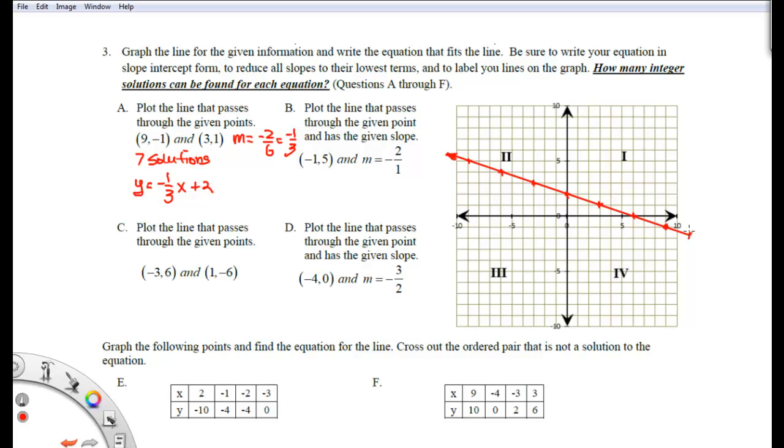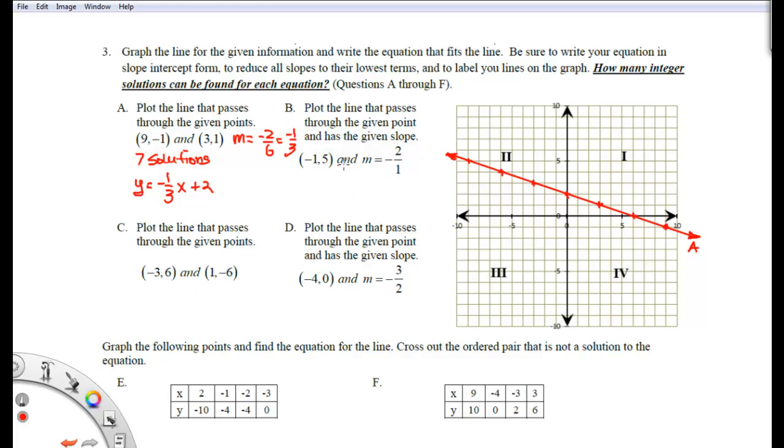So there is line A. And the equation is y equals negative 1/3x plus 2. So C is done the same way that A is, so you can use the video from A right here to help you go ahead and do C on the worksheet.